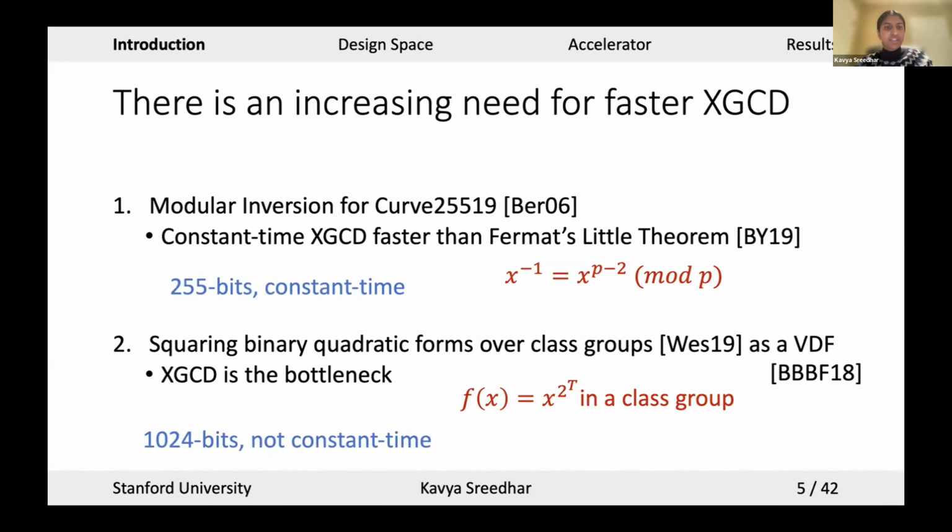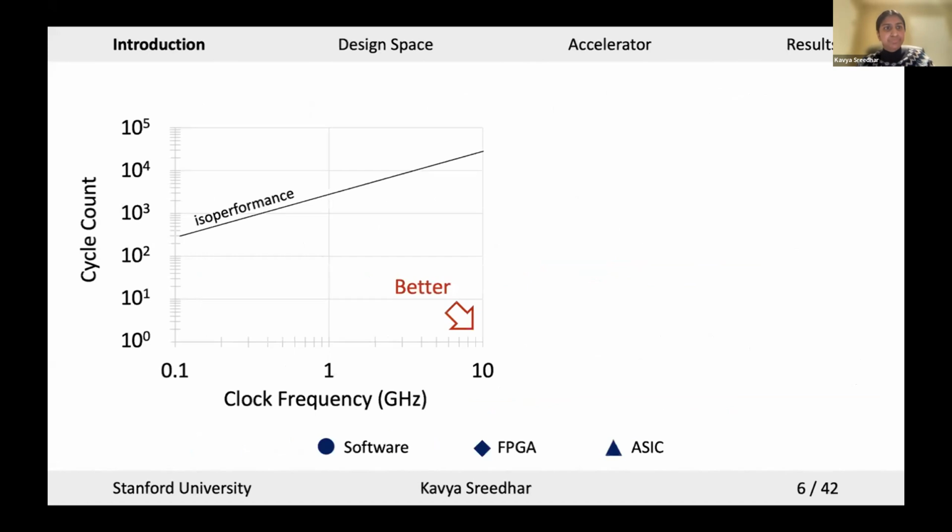And so to work in this space, the first thing we wanted to look at was the prior work that existed. And so to understand that performance, we have these performance plots, and all of our performance plots have clock frequency in gigahertz on the x-axis and the number of cycles, or cycle count, on the y-axis. And with these axes, we can draw these constant performance lines because the product of cycle count and the time per cycle, which ends up being the inverse of clock frequency, is just equal to execution time.